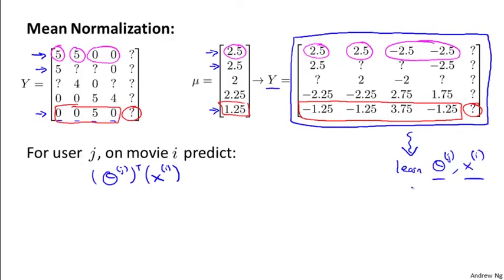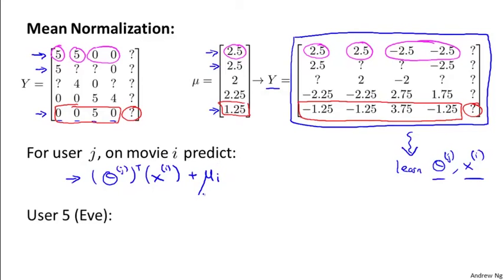But because in the data set I had subtracted off the means, in order to make a prediction on movie i, I'm going to need to add back in the mean, mu i. And so that's going to be my prediction: in my training data I subtracted off all the means, and so when I make predictions I need to add back in these means mu i for movie i.